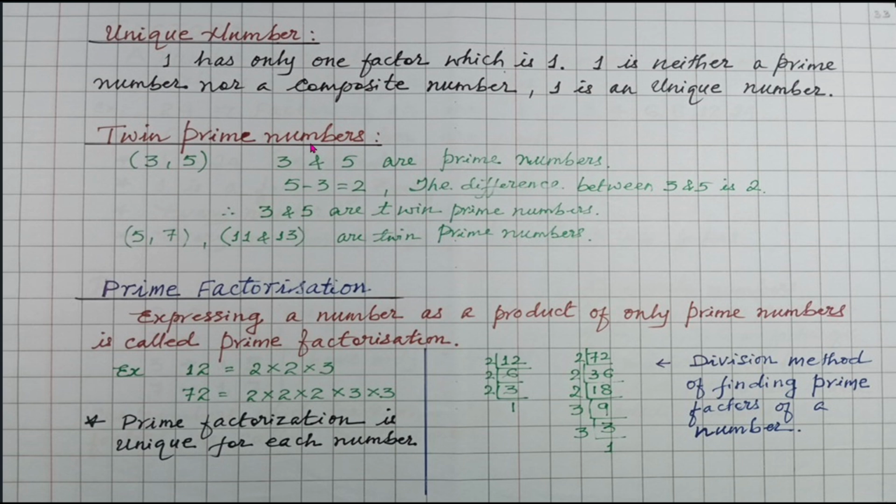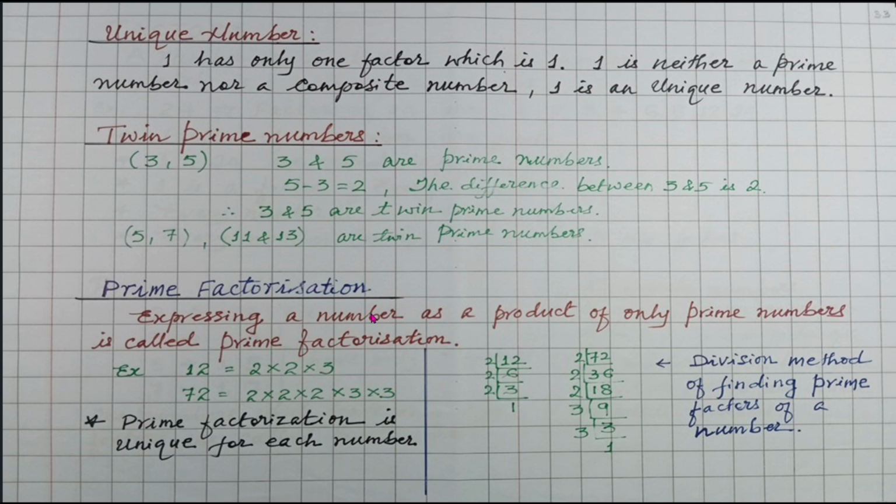Now, what are twin prime numbers? If you take 3 and 5, 3 and 5 are definitely prime numbers, and the difference between 5 and 3 is 2. Therefore, 3 and 5 are called twin prime numbers. So, 2 numbers which are prime numbers and whose difference is 2 are called twin prime numbers. For example, 5 and 7: they are prime numbers, the difference is 2. 11 and 13: they are prime numbers, the difference is 2. Therefore, they are all twin prime numbers.